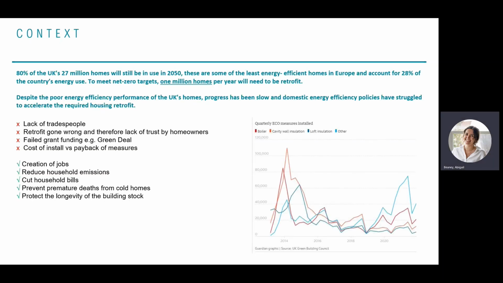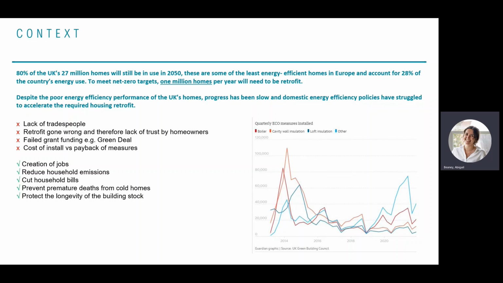Okay, so firstly, a little bit of context. This is a well-known statistic, so you may have heard it already, but 80% of the UK's 27 million homes are likely to still be in use in 2050. These are some of the least energy efficient homes in Europe and account for 28% of the country's energy use. To meet the current net zero 2050 targets, we need to be aiming to retrofit 1 million homes per year.